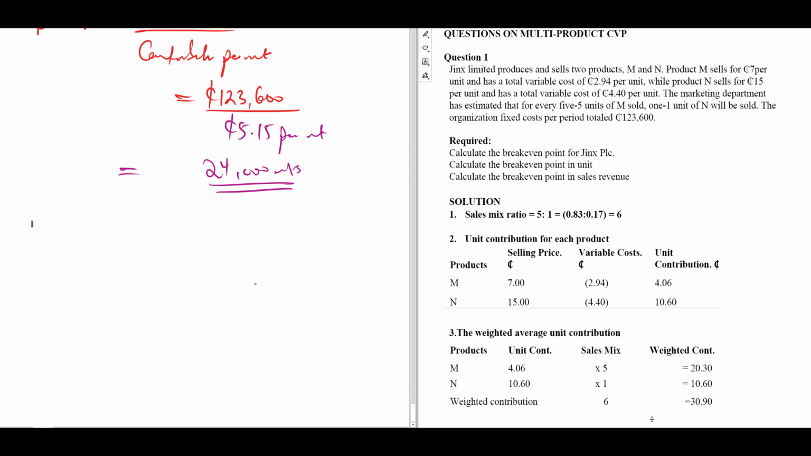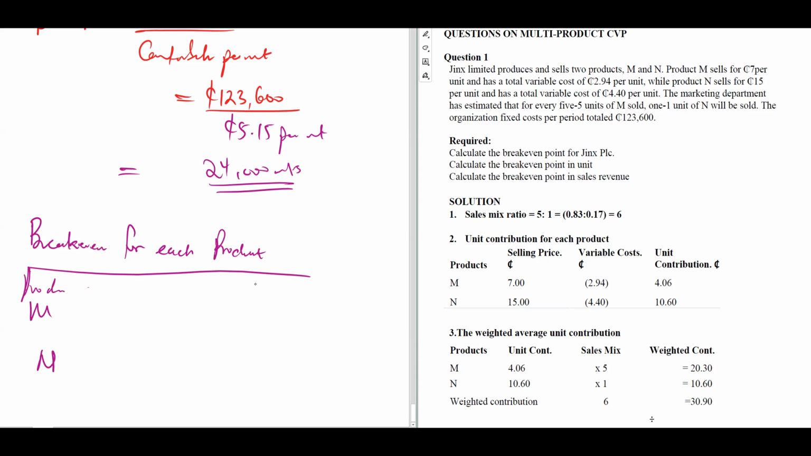But then, how do we get our break even for each product? Remember this one, there's multiple products, right? So break even for each product becomes what? Remember that each product was spread in the sales mix, right? So the sales mix can be used to split this. So if I take product M and product N, this was the various sales mix for each product, right? And this was the break-even. So to get the break-even per product, you can easily do it.